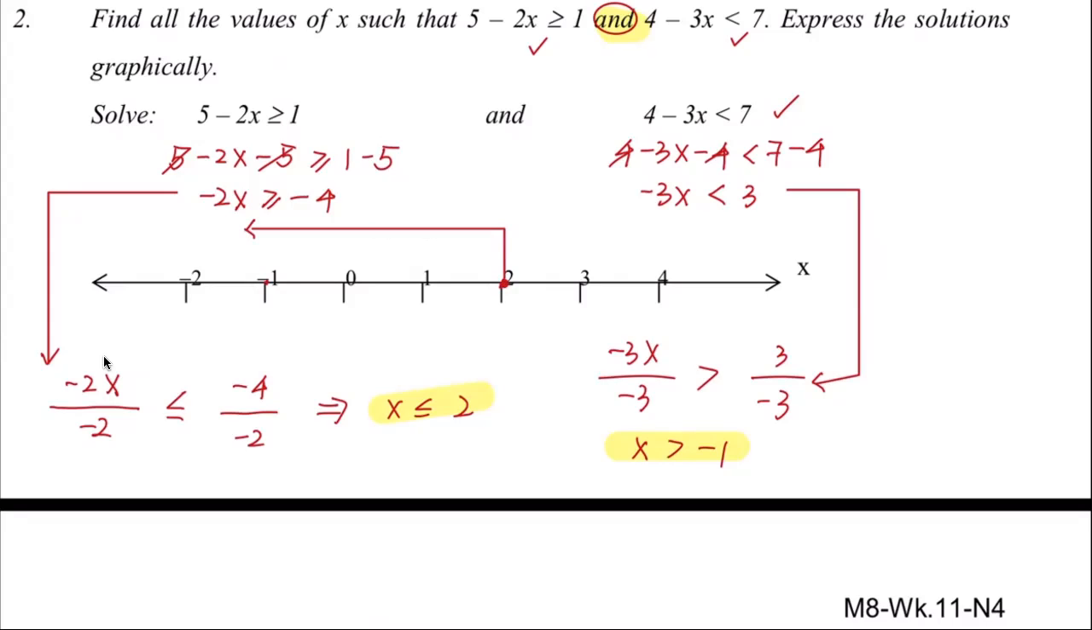Okay. And the second part of the solution says x is greater than minus 1. So here, there's no equal sign, right? x is strictly greater than minus 1. That means we need to use a small circle here. Small circle here.